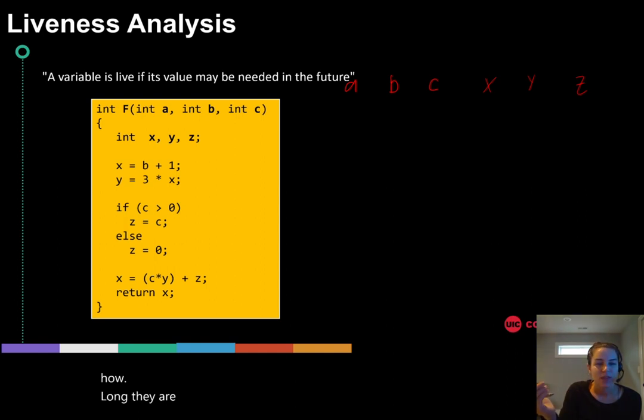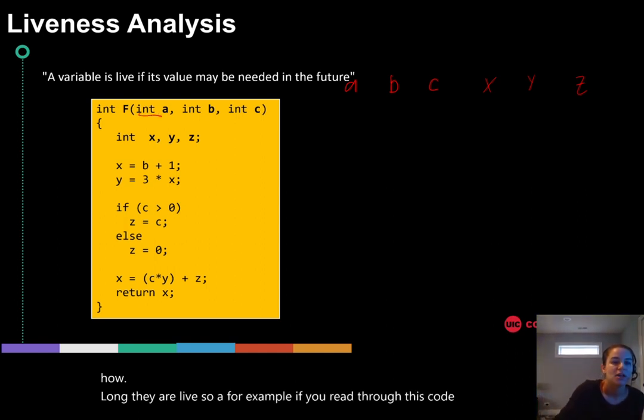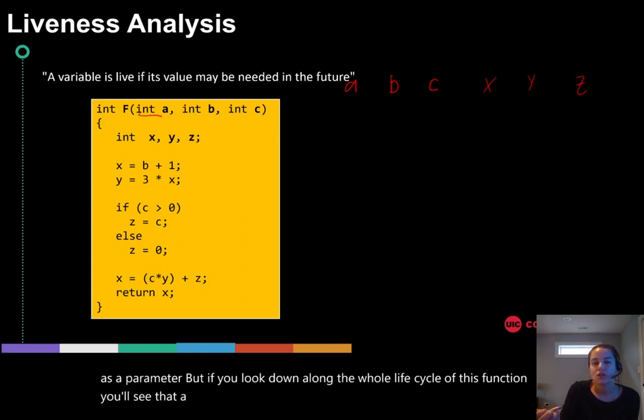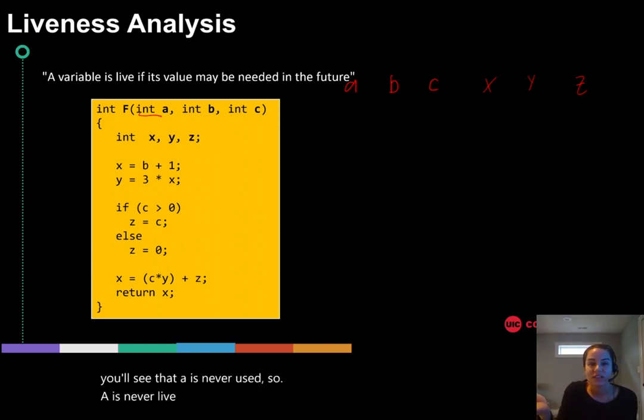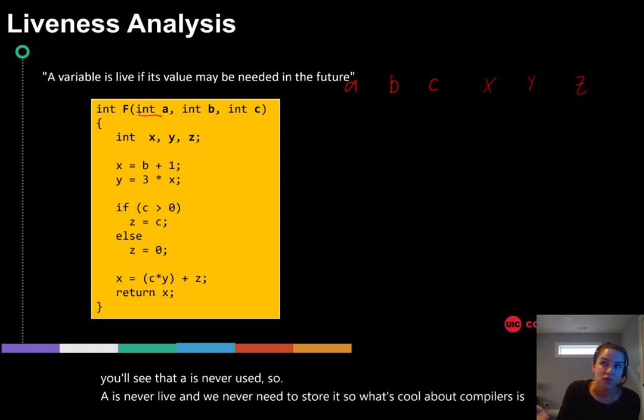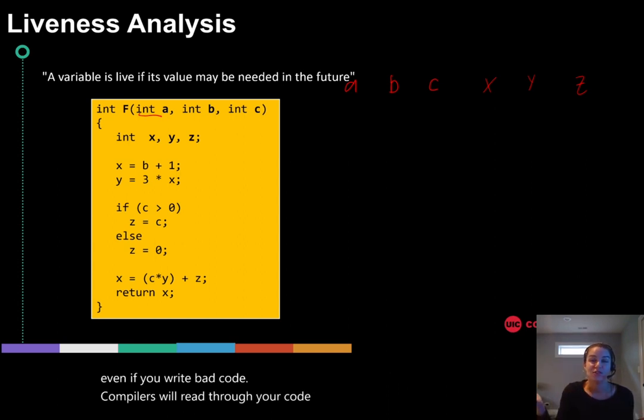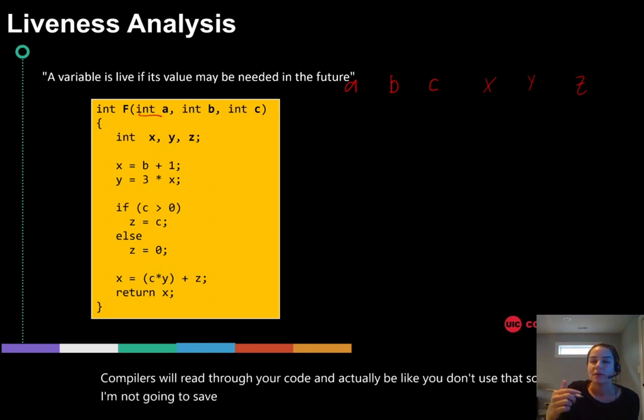So A, for example, if you read through this code, A is passed in as a parameter, but if you look down along the whole life cycle of this function, you'll see that A is never used. So A is never live, and we never need to store it. What's cool about compilers is even if you write bad code, compilers will read through your code and be like, you don't use that, so I'm not going to save it. And so A is never a live variable.